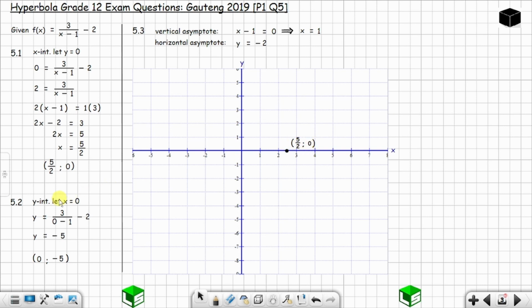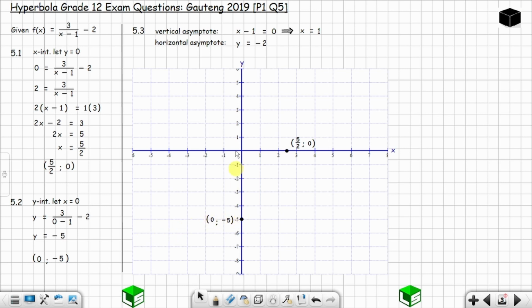And you have the y-intercept at negative 5. This is the y-axis, there's negative 5 there. So this is your y-intercept. The coordinates are 0 and negative 5. These are the coordinates of the y-intercept.